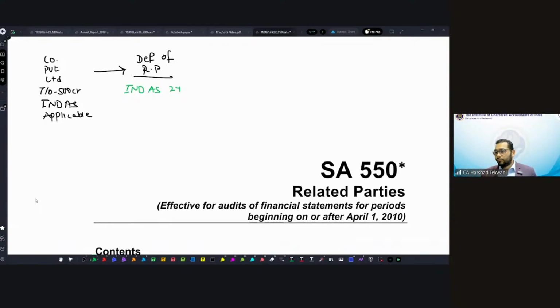Don't give me the definition directly. Let's not go into the definition, only the reference to where the definition is specified. Anyone? Apart from Ind AS 24, where the related party definition is, will you apply something else? Very good, yes, Sanjay. Sir, we have the Companies Act as well. Yes.